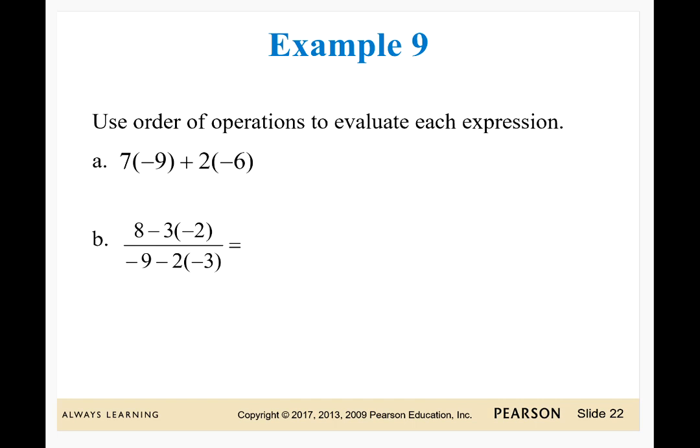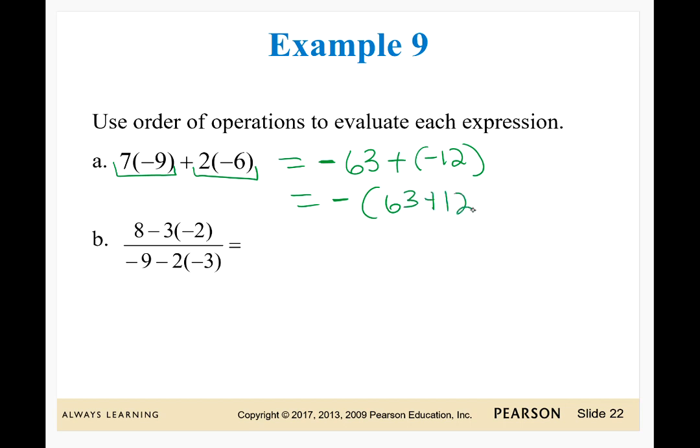Important to remember, inside the parentheses first. If you look at A inside the parentheses, nothing going on. There's no exponents for us to deal with, but we do have multiplications. We have a multiplication here and we have a multiplication here. So we need to do those first. 7 times negative 9 is going to give me negative 63, plus 2 times negative 6 is negative 12. If you look, we are adding two numbers together that have the same sign. So we are going to keep the sign and add their absolute values. So my answer is negative 75.